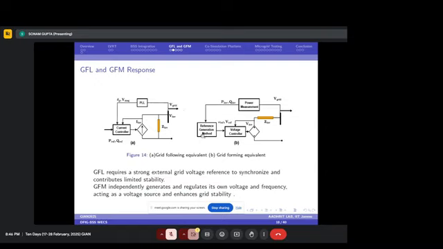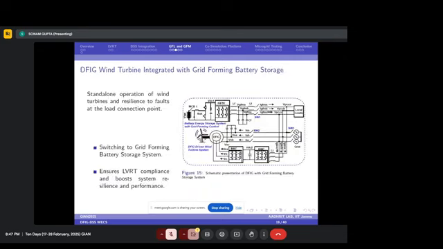Here in the grid forming response, we are just looking at the measurement of power from the grid. We are not exactly depending upon the grid voltage, because it depends upon the voltage control mode, and it generates the voltage reference and the synchronization angle as well. So it independently generates and regulates its own voltage and frequency, acting as a voltage source. It is the futuristic approach for enhancing grid stability, especially with the integration of distributed energy resources.